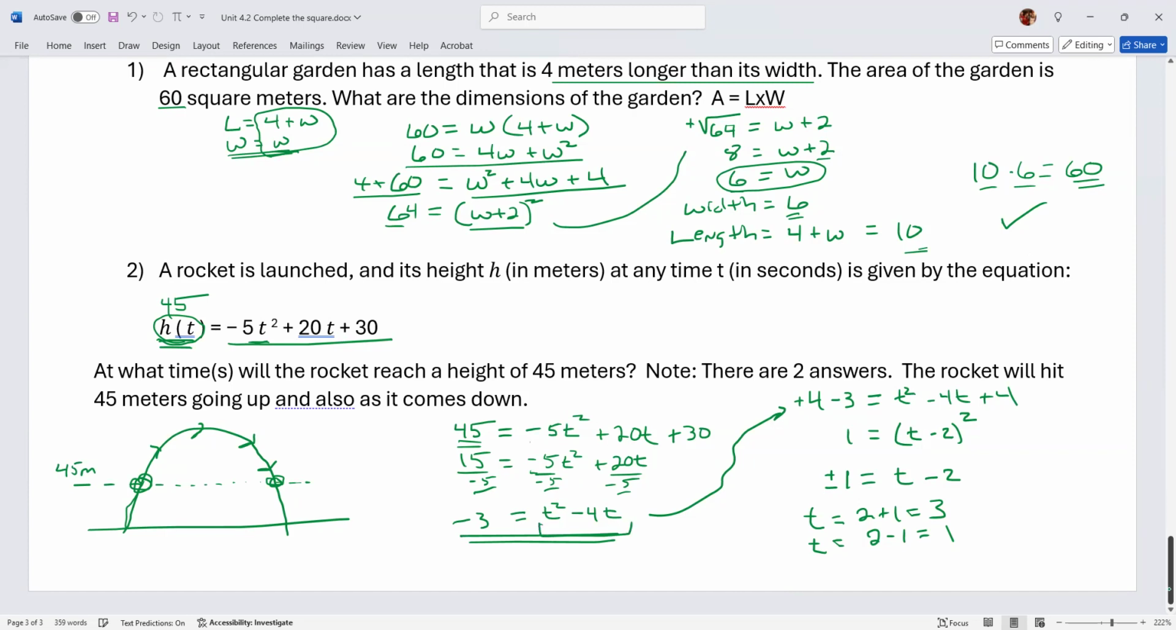Here it's set up to complete the square. Half of 4 is 2. 2 squared is 4. So I add 4 to both sides. That gives me this perfect square is equal to 1. Take the square roots, gives me t minus 2 is equal to plus or minus 1. When I add 2 to both sides, I'll have 2 plus 1, which is 3 seconds, so that's on the way down. And 2 minus 1 is 1 second. That's on the way up. So there are the two times that the rocket passes through 45 meters. Okay, that's the end of 4.2.